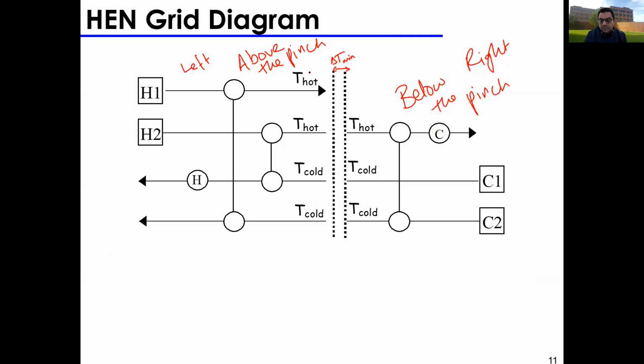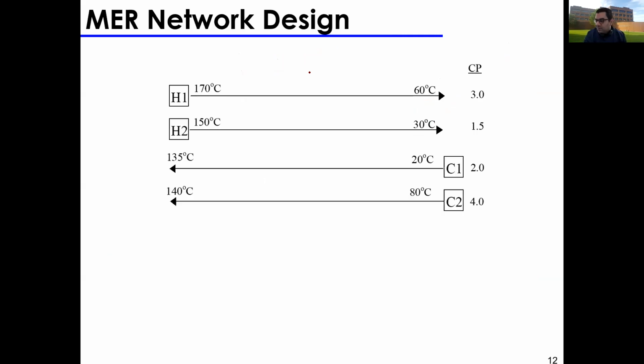Let's have a look at an example here. So let's say I give you 4 streams, with this information where I have H1, H2, C1, C2. H1's source temperature is 170, H2's source temperature is 150, C1's source temperature is 20, and C2's source temperature is 80. The target temperature for H1 is 60, target temperature for H2 is 30, target temperature for C1 is 135, and target temperature for C2 is 140, and you're given some CP values, 1.5, 2, 4.